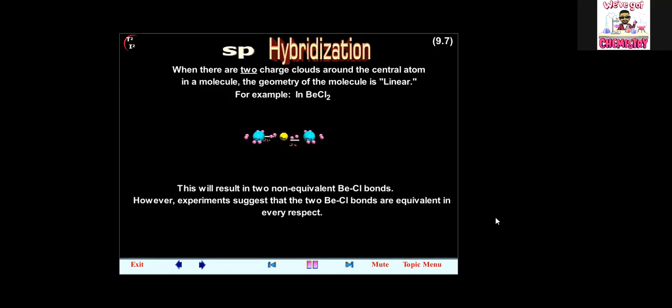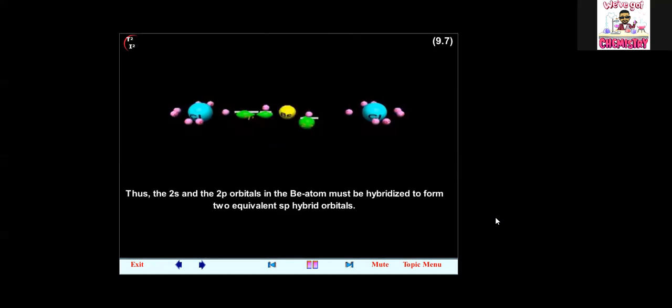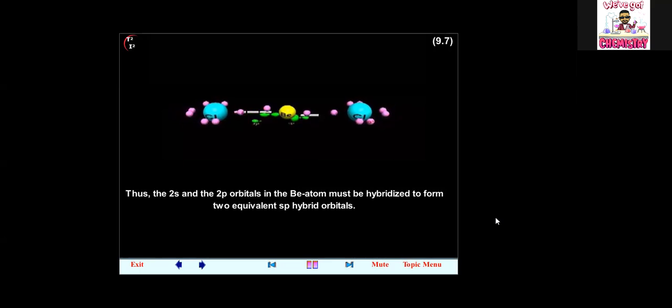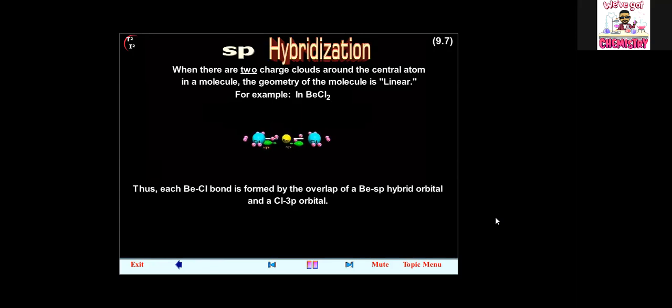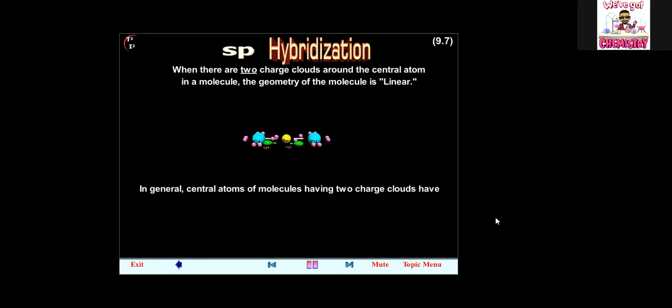However, experiments suggest that the 2 beryllium-chlorine bonds are equivalent in every respect. Thus, the 2s and the 2p orbitals in the beryllium atom must be hybridized to form 2 equivalent sp hybrid orbitals. The 2 hybrid orbitals lie on the same axis so that the angle between them is 180 degrees. Thus, each beryllium-chlorine bond is formed by the overlap of a beryllium sp hybrid orbital and a chlorine 3p orbital. In general, central atoms of molecules having 2 charge clouds have sp hybridization.